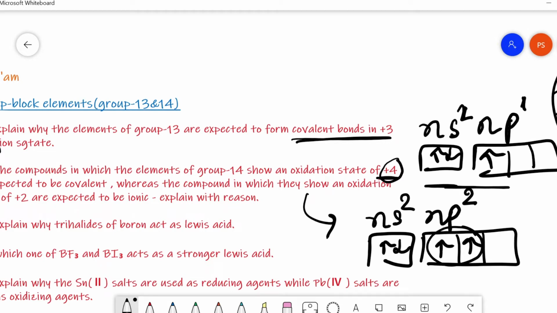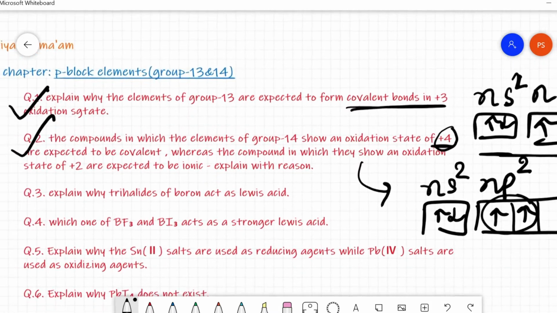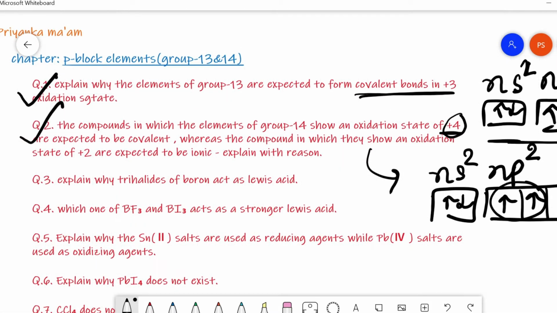That's why when elements of group 14 form bonds, they form ionic bonds by losing 2 valence electrons, but when they are forming +4 oxidation state, they form this by sharing their 4 valence electrons instead of losing them. That's why they form covalent bonds in the +4 oxidation state and ionic compounds in +2 oxidation state. Now, the third question is: explain why trihalides of boron act as Lewis acid.